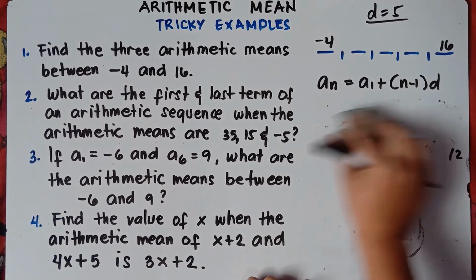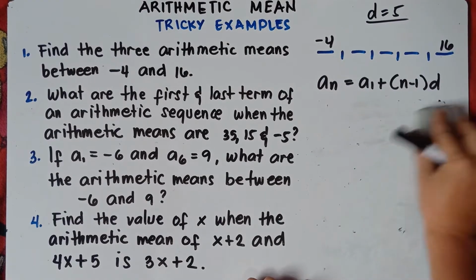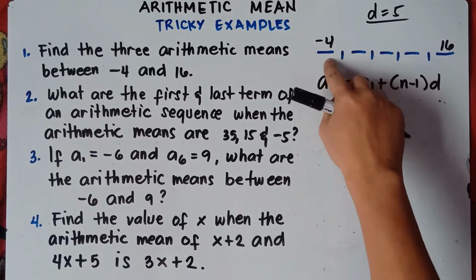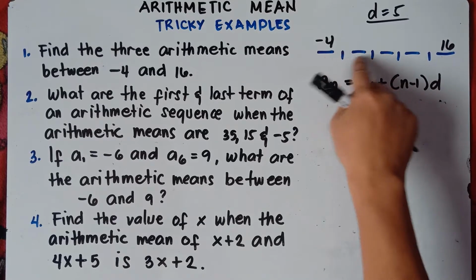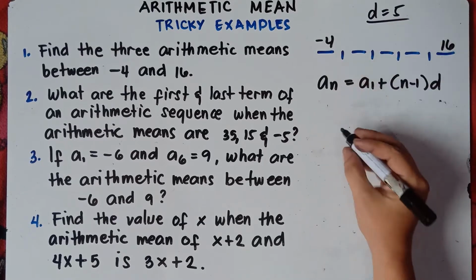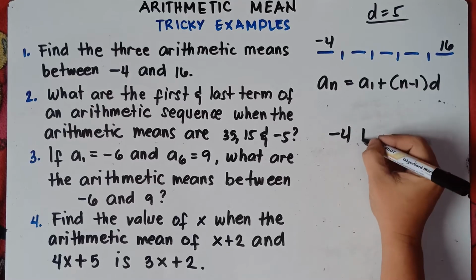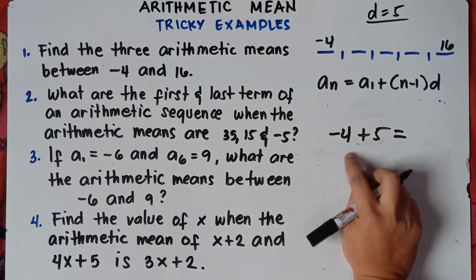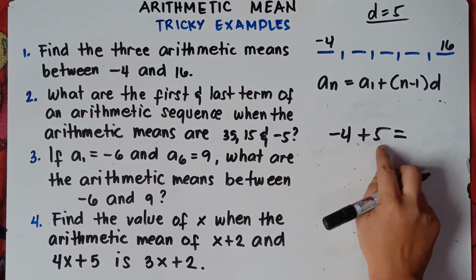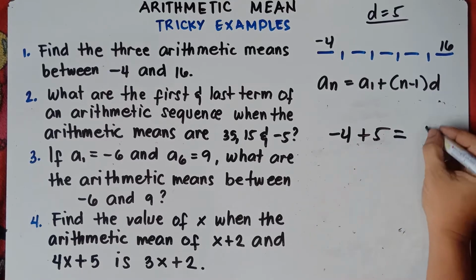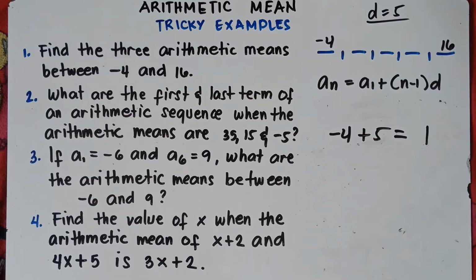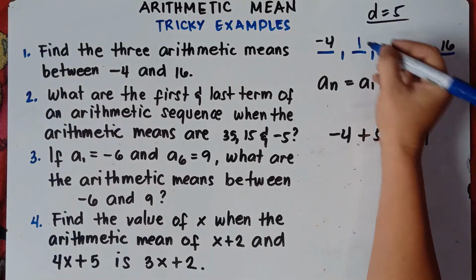So therefore, in this scenario, we have negative 4. And we already have the common difference, which is 5. So to get the next number after negative 4, you just add the common difference. This will be negative 4 plus 5. If the signs are not the same, subtract, then copy the sign of the larger number. 5 minus 4 is 1. 5 is greater than 4, so we have positive 1. So the next number will be positive 1.